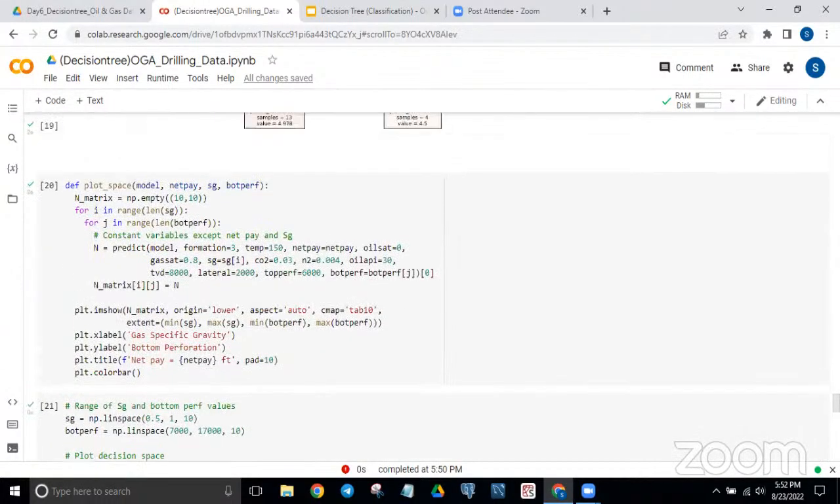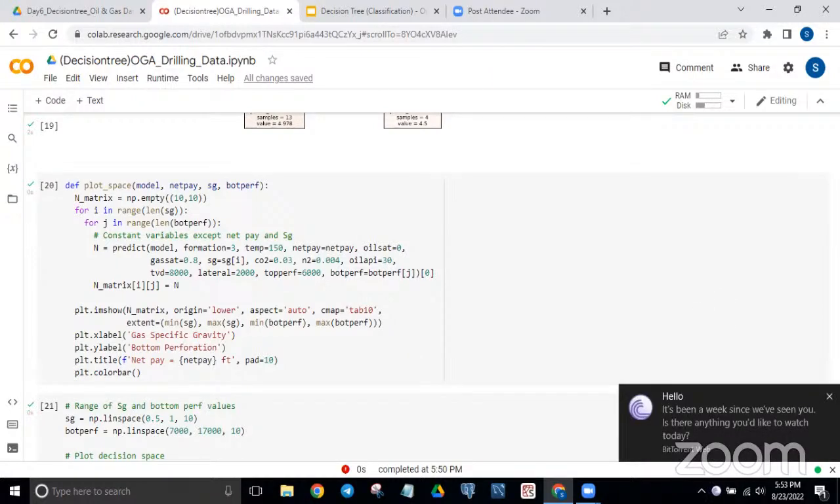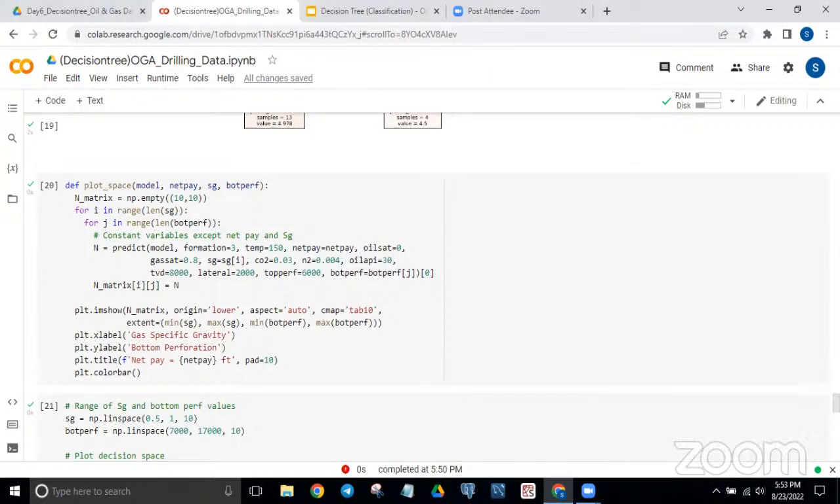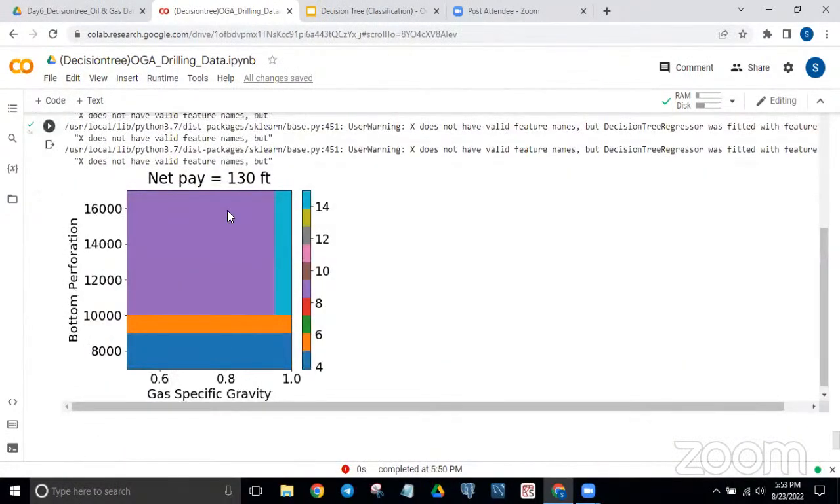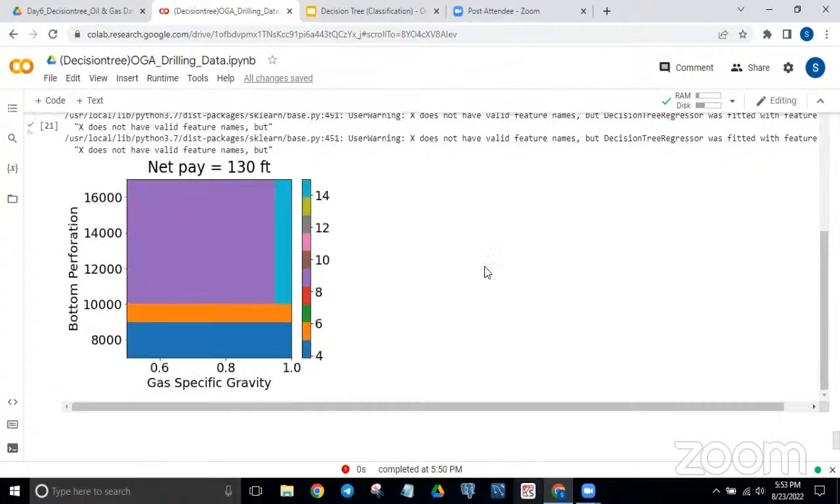Here finally we are trying to find out, based on gas specific gravity, that is the main group that we have taken, and bottom perforation and net pay. We have taken these three values here, and based on these three values, I am trying to find this range here. So what we have given here, this data, that will be my final output. Final output I can see here.